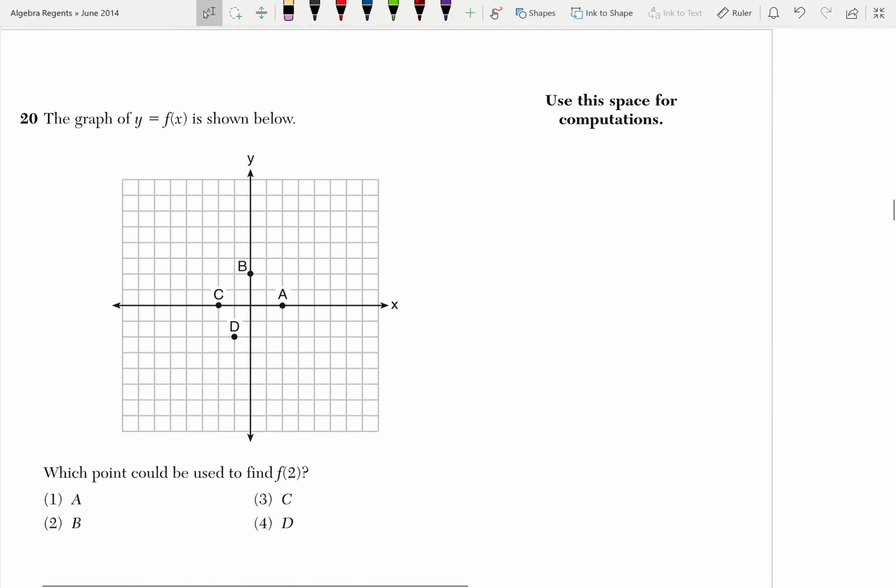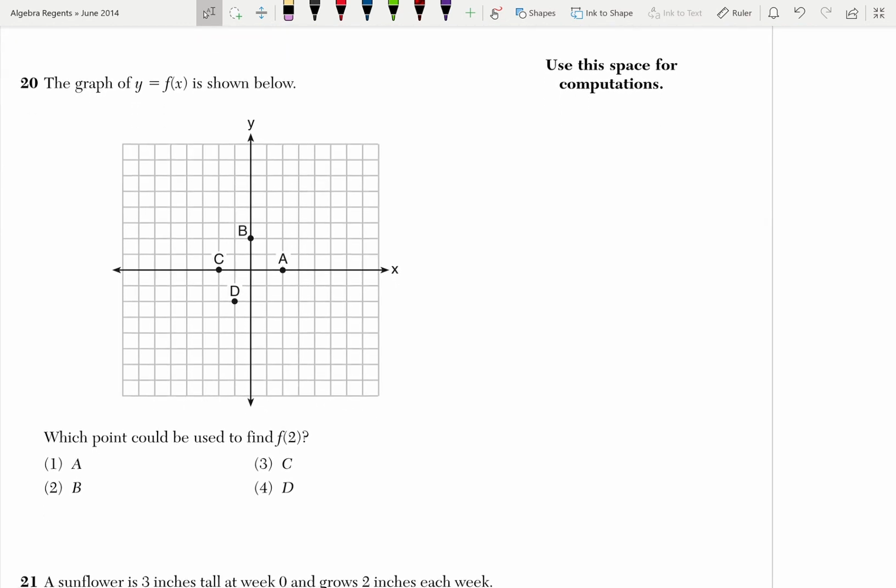All right, and now let's look at 20. The graph of y is equal to f of x is shown below. Which point could we use to find f of 2? We just have to understand the notation here. f of 2 basically is just saying if I plug in 2 for x, what is my y value going to be? Here we've plugged in 2 for x, and it's asking us what our y value would be. So which point could be used to find f of 2?